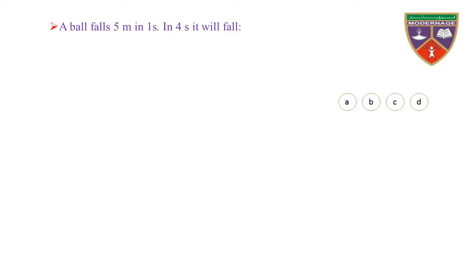A ball falls 5 meters in 1 second. In 4 seconds, it will fall: option A, 20 meters; option B, 40 meters; option C, 80 meters; option D, 100 meters. Key is 80 meters. Therefore, the correct option is C.